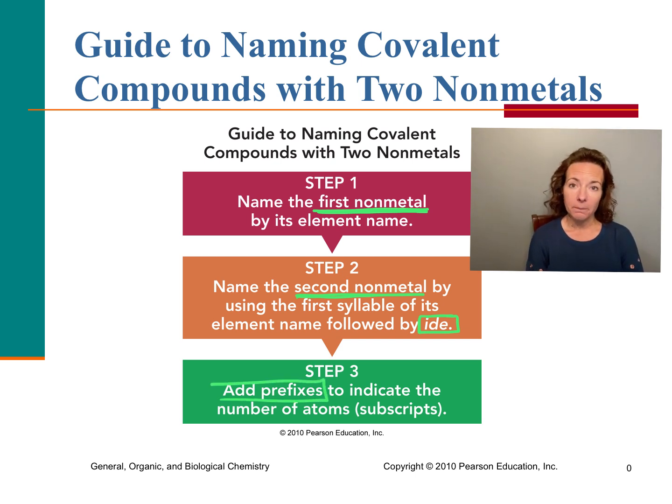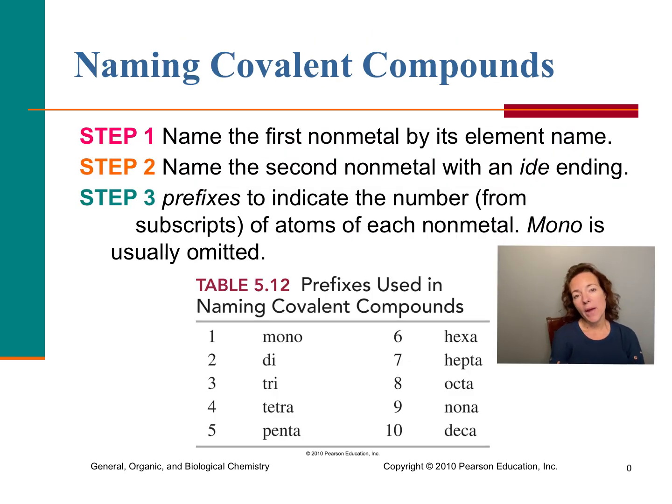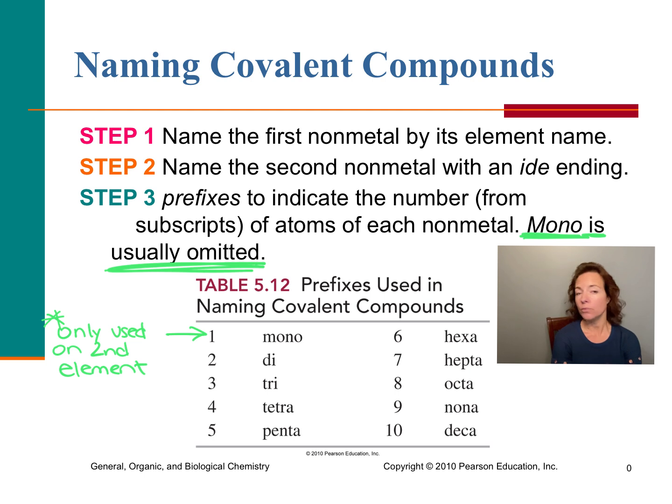So depending on the number of each element we have, we're going to add a prefix in front of each of the elements' names. So when we add the prefixes, we will use mono only on the second element. If we have one of the first element, we're not going to put the prefix mono. We're just going to say nitrogen, or we're just going to say carbon. So when you hear things like carbon dioxide, carbon, we didn't put the mono in front. We've got 1 carbon.